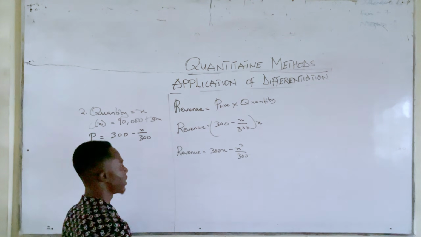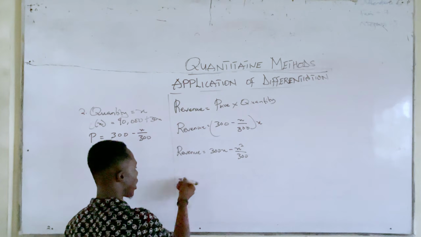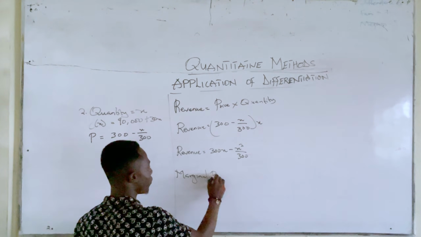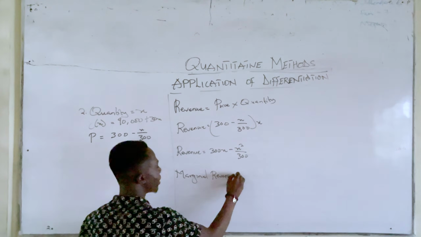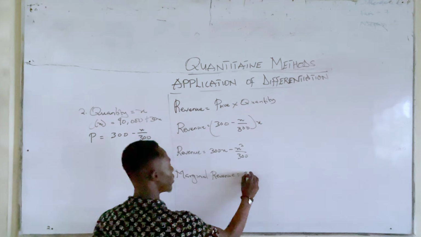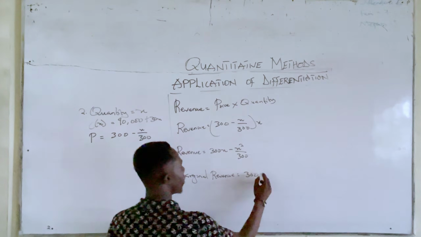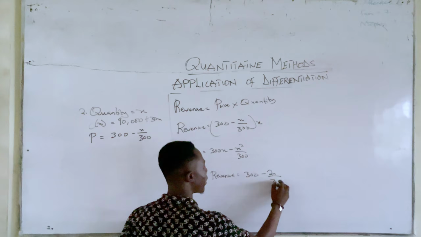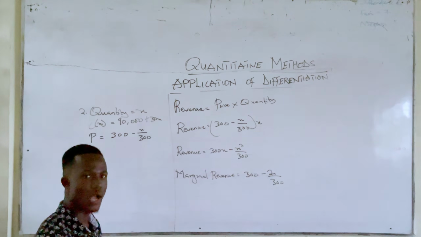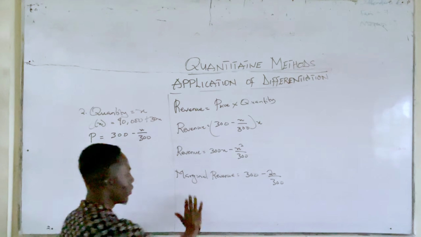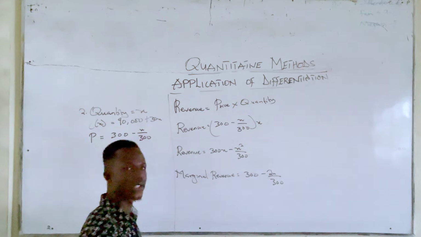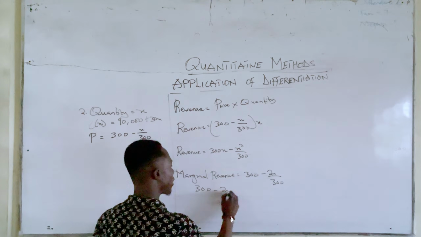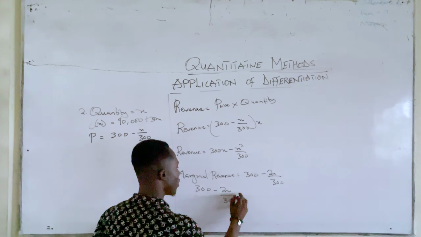First, we differentiate it. So let's differentiate the total revenue. Then we have marginal what? Revenue. We have marginal revenue. And if you differentiate this, that is 300 minus 2x, you know it, over 300. So this is the marginal revenue. And if you want to get the value of x, when you get the marginal revenue, you equate it to what? 0.